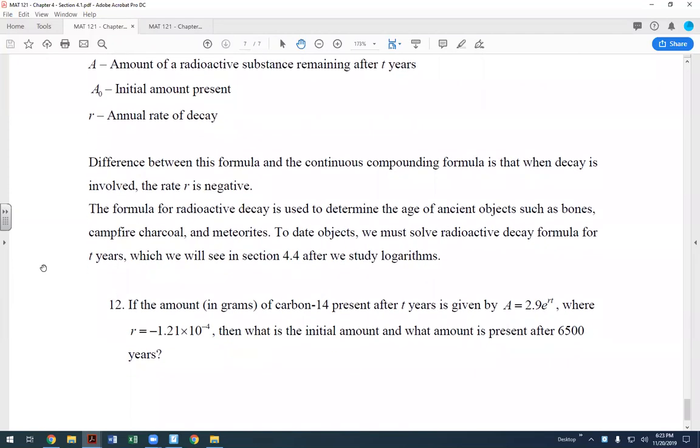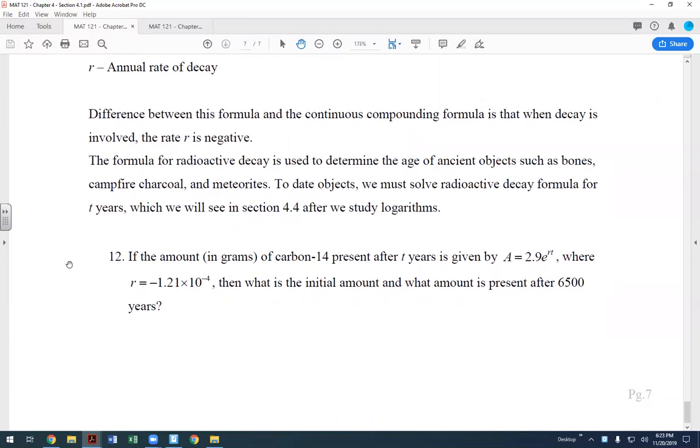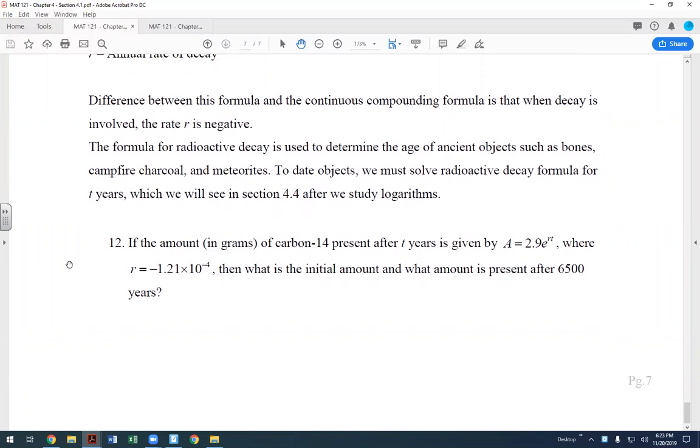Okay, and then they're talking about how this formula is used to determine the age of ancient objects like bones, campfire charcoal, meteorites, and we'll actually look at more examples of this in 4.4 after we have talked about logarithms in our next section. So let's go ahead and take a look at this example here.